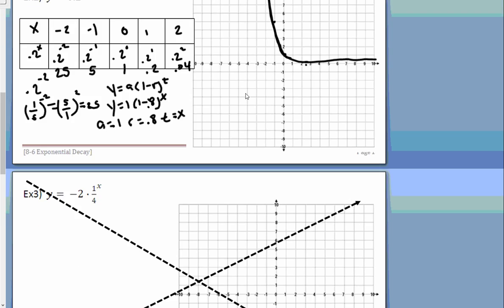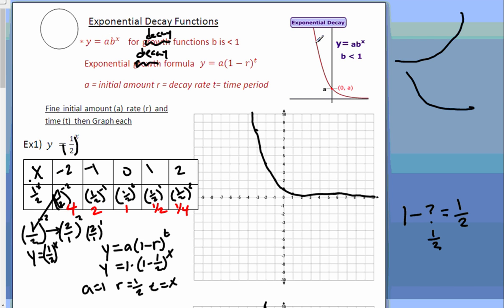Exponential decay looks very similar to exponential growth. The only difference is it starts big and gets small. Exponential growth starts small and gets big, decay starts big and gets small. You need to recognize those because in the next lesson we're going to be using both of them.